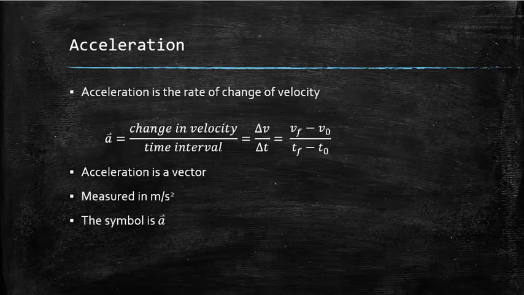Acceleration is how fast the velocity is changing. So if an object is speeding up or slowing down, its velocity is changing over time. It's a vector, so the direction is going to matter. It's measured in meters per second squared. There's a lot of other units. We're going to focus on meters per second squared. And the symbol for this is the A with a vector over the top of it.